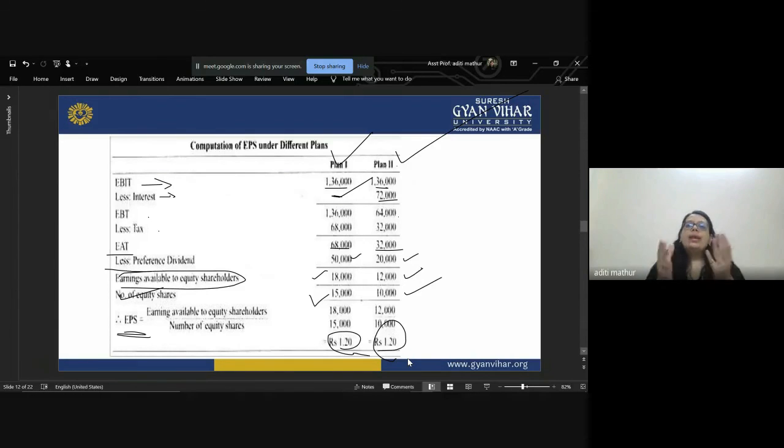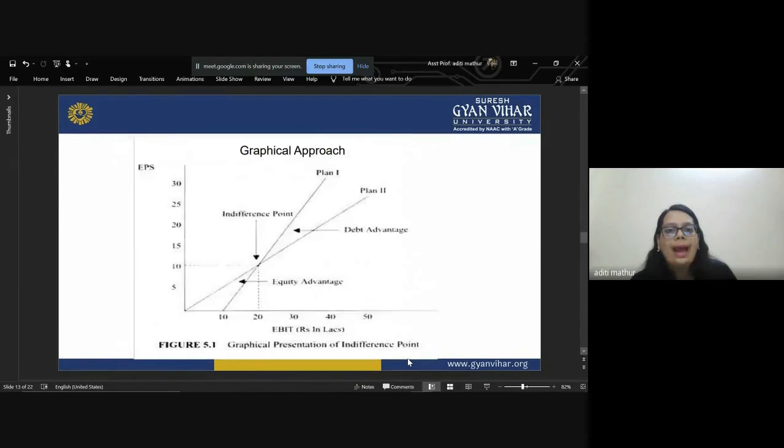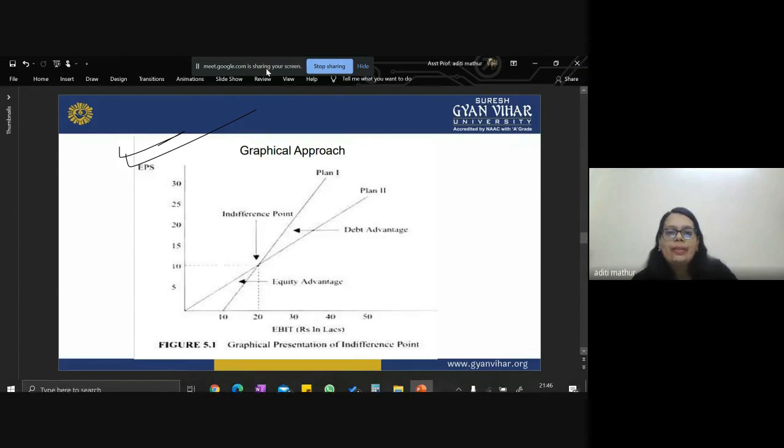So this is how we calculate the indifference EBIT. Even if you go with either of the two alternatives to raise the capital, this is the level where your EPS will be the same. Now before a quick recap of what we have covered today, let us see the graphical approach to calculate the indifference point.